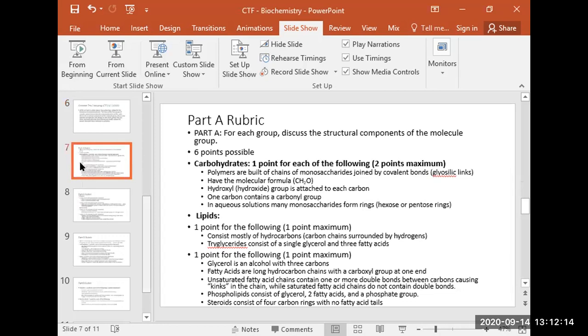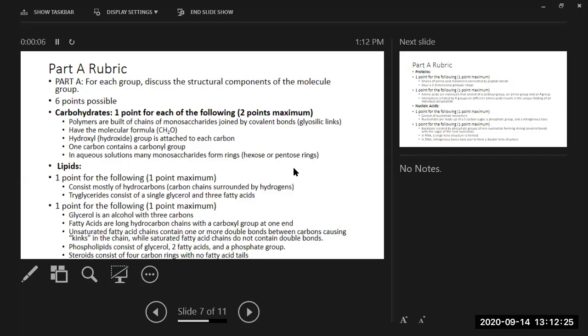All right, part A. Let me make this full screen. Okay. This part had 6 points possible. I told you on Friday it was 10 points for the whole FRQ. It was actually 14. But there are 37 points on the board. You only needed 14 to get a full perfect score.